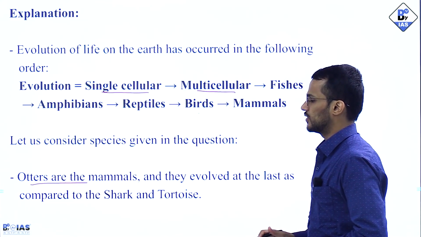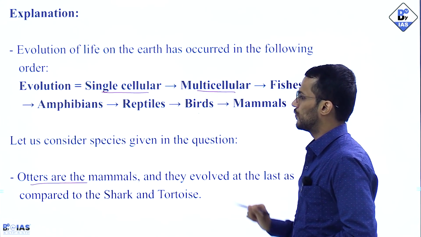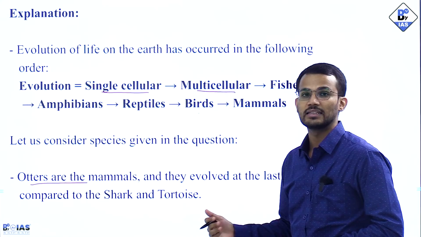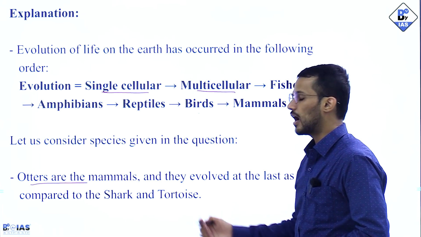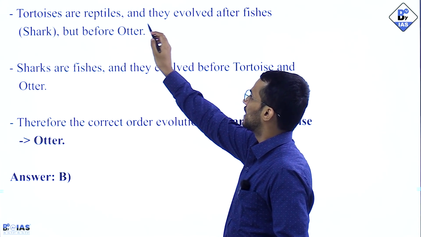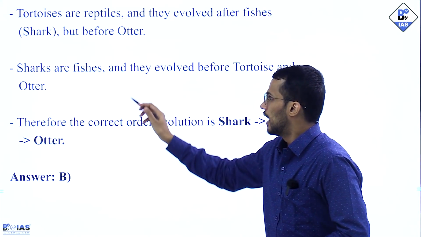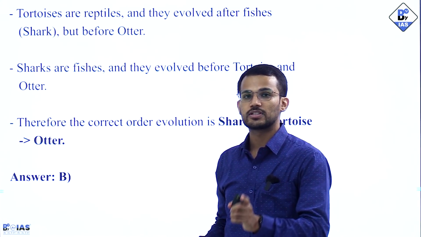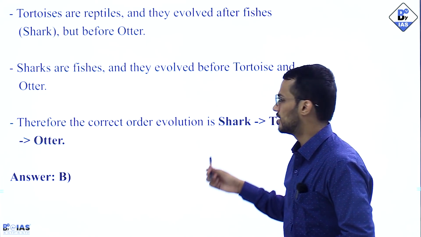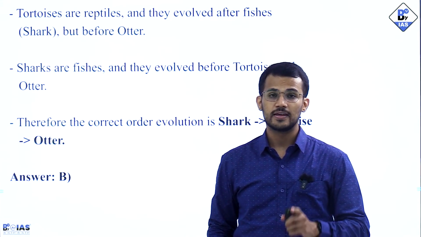So this is the discussion. You can go through this discussion. So this is the order of evolution. We have discussed that otters are mammals, and that's why they must have evolved at the last. That means after shark and tortoise. Similarly, tortoise are reptiles and they evolved after fish, shark, but before otter. Sharks are fishes, that's why they must have evolved at the first instance. And hence, correct order is shark, tortoise and otter, and hence our answer is B.